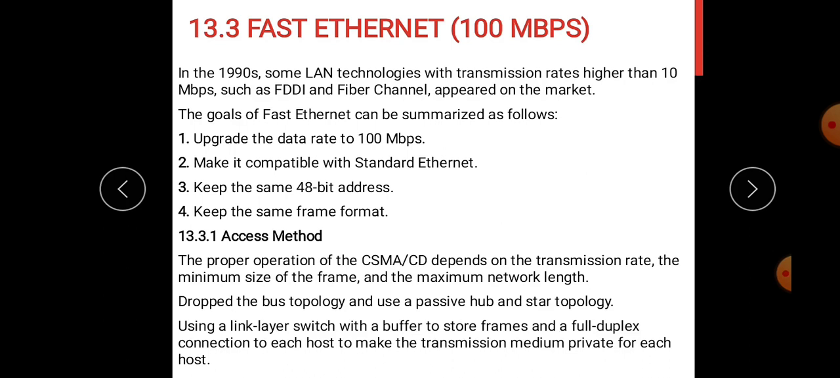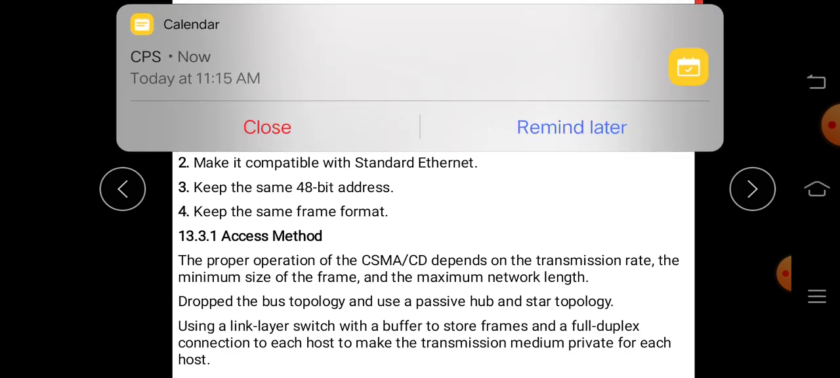The first solution was to totally drop the bus topology and use a passive hub and star topology, but make the maximum size of the network 250 meters instead of 2500 meters as in the standard Ethernet. The second solution is to use a link layer switch with a buffer to store frames and a half duplex connection to each host to make the transmission media private for each host.